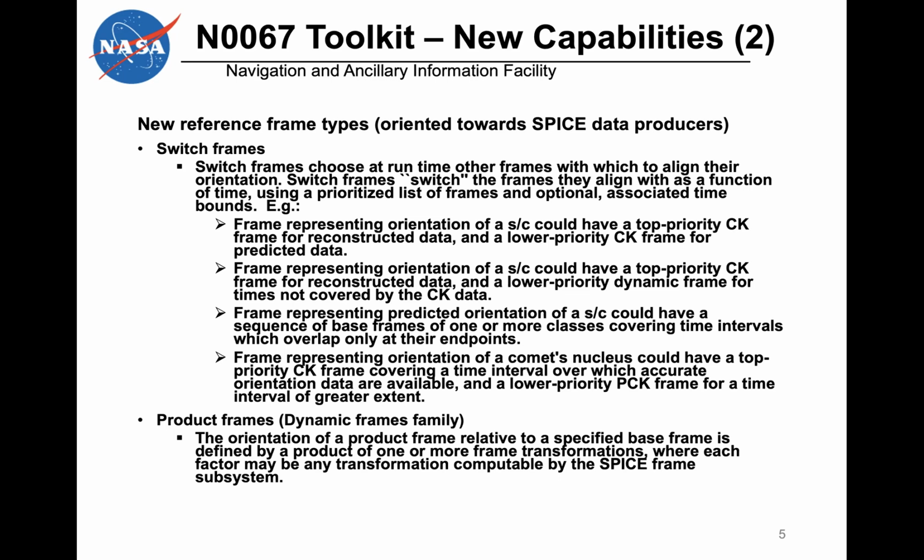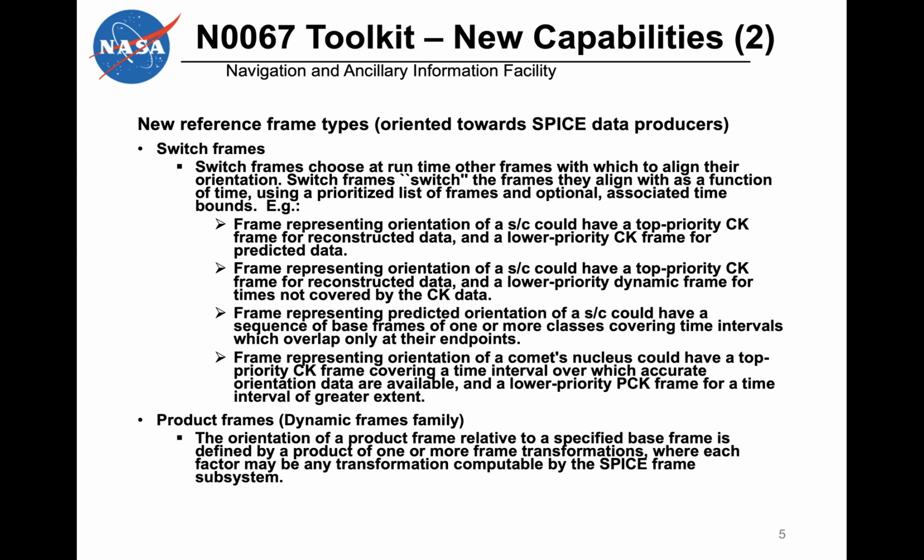Another example of a switch frame would be exactly the same thing, but instead of having a lower priority CK-based frame for predicted data, you could have a lower priority dynamic frame for times which are not covered by the CK data. And this dynamic frame could describe a canonical attitude profile of the spacecraft, such as nadir pointing or whatsoever.